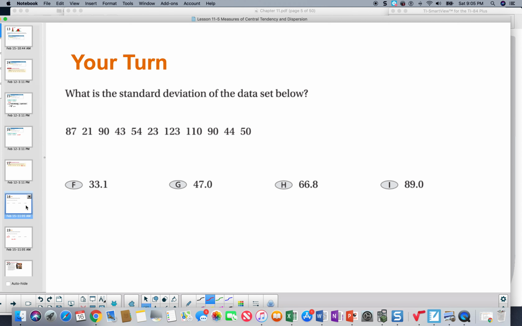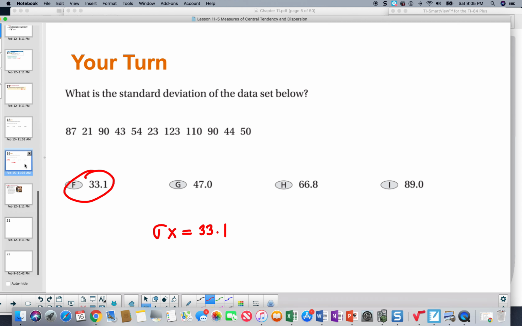Okay, your turn. And here's the answer. I just put it in the calculator and found that answer.